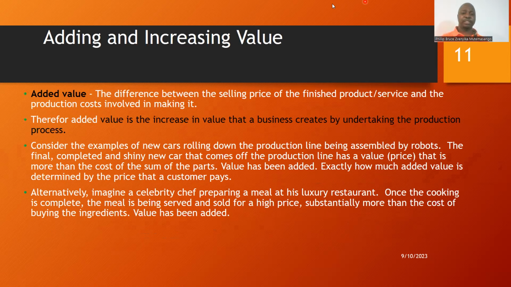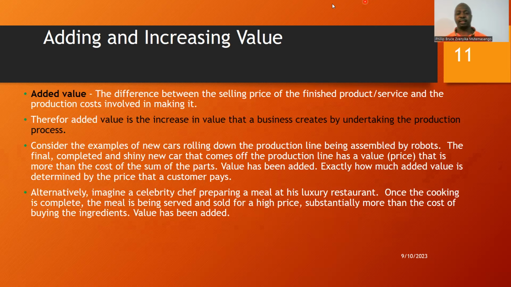The value of the raw materials or parts which are separate or not assembled is different from the value or the selling price of the finished product. So the difference of these two is what we define as added value. The value of flour is lesser than the value of bread or a cake. The difference becomes what you call added value.